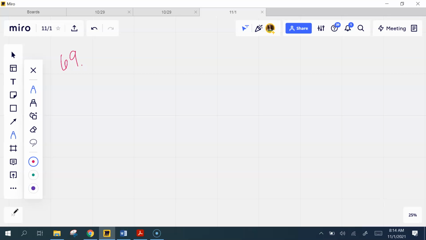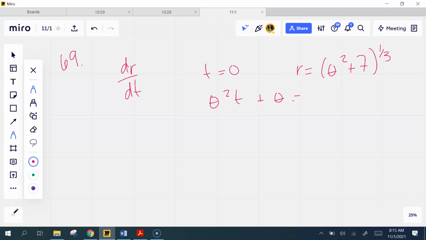All right, 69. Find the value of dr dt at t equals 0 if r equals (theta squared plus 7) to the 1/3 and theta squared t plus theta equals 1. Is that right? Okay, find dr dt. We've got two variables here, t and theta, so I'm going to do some implicit differentiation. In other words, I'm going to start deriving with respect to certain variables, right?